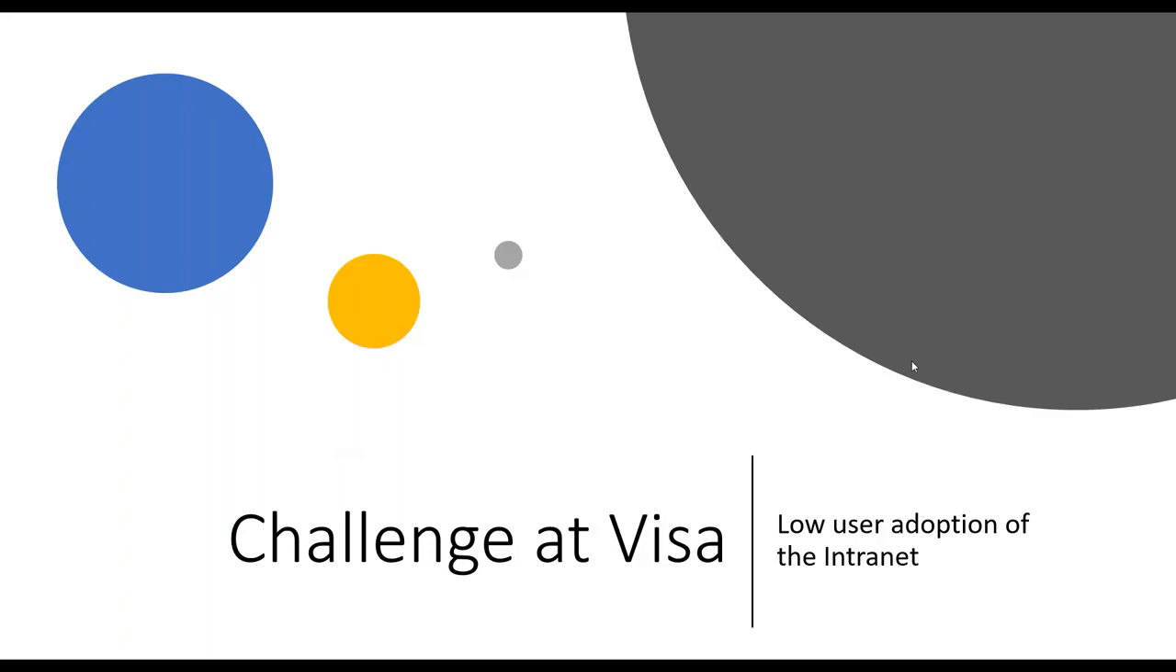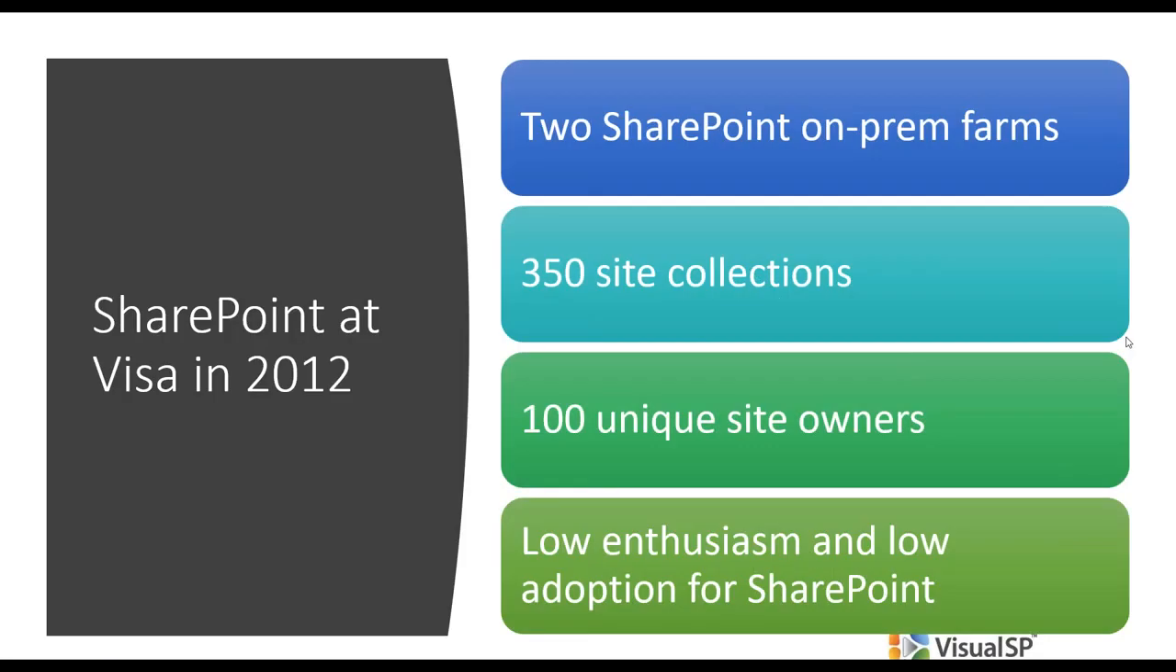Now let me move on to the next case study here. This case study is about Visa Corporation, one other small corporation I'm sure that you have heard of. Their challenge was low user adoption of the intranet. The current intranet at the time had 2 SharePoint on-premises farms, 350 site collections, 100 unique site owners, and low enthusiasm and low adoption for their intranet. This is back in 2012.